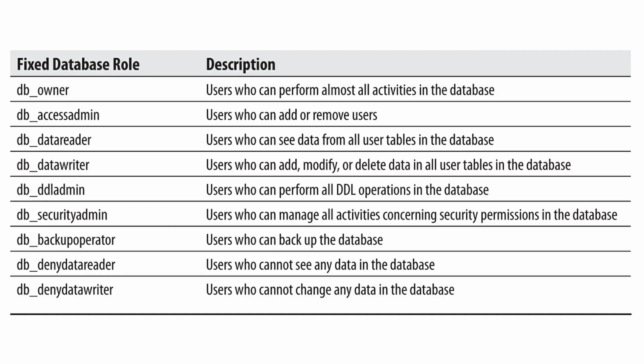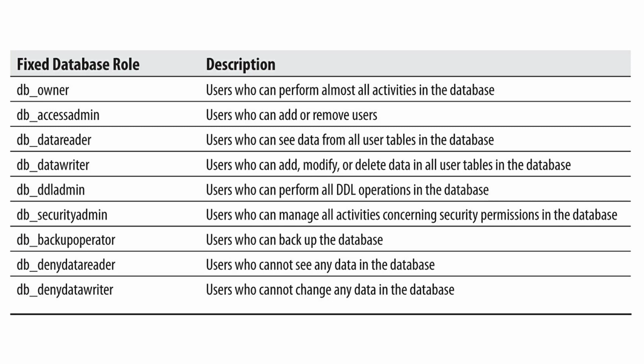These are fixed database roles. First, db_owner. This is like the main guy who does anything he wants, and can perform almost all activities in the database. Second, db_accessadmin. He can remove and add users. Then db_datareader and db_datawriter, the ones who can read and write in the database. db_ddladmin is the one who can create objects, DDL is data definition language. We covered DDL in the SQL part of the book.